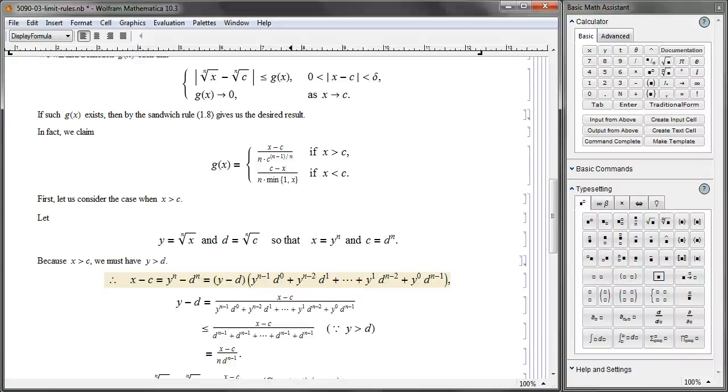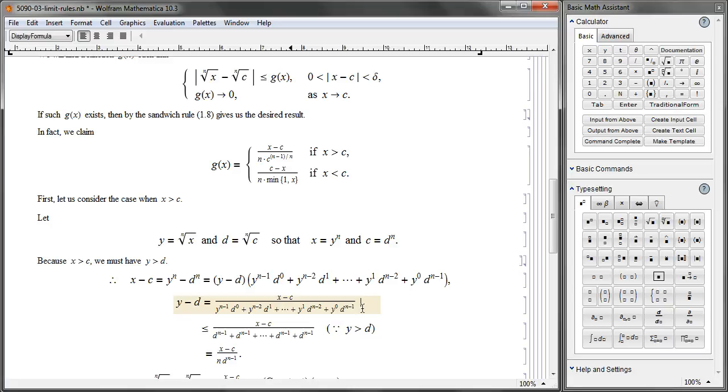Consequently, this y minus d can be rewritten as x minus c, the left-hand side, over this big expression down there. And let's underestimate the denominator. Y is greater than d, right? Because x is greater than c. Yes, y is greater than d.